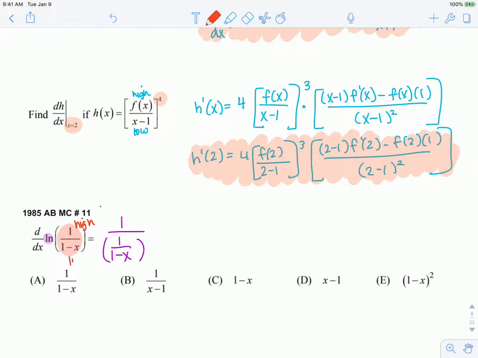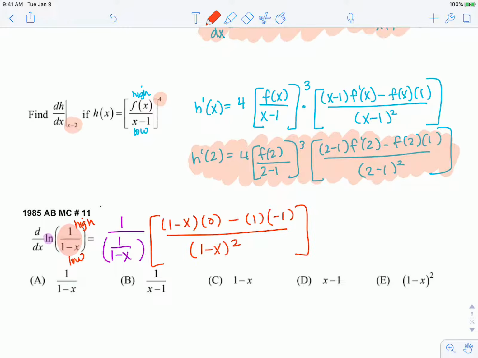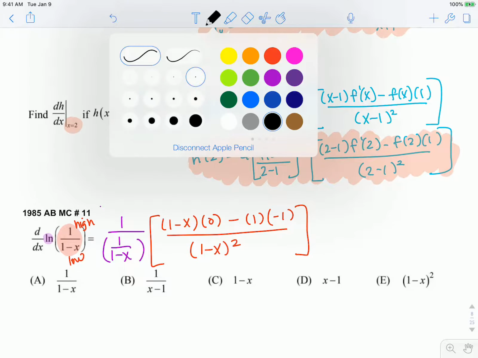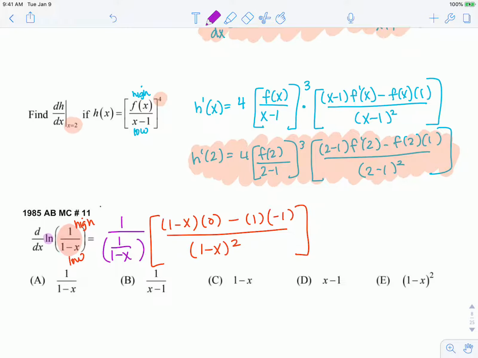My high is 1, my low is 1 minus x. So let's do the quotient rule. Low d high minus high d low, square the bottom, and away we go. So now all we have to do is simplify this expression. So first, our 1 over a fraction flips it to be its reciprocal, 1 minus x over 1.